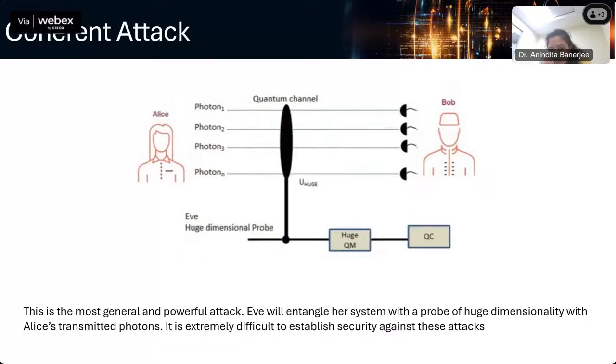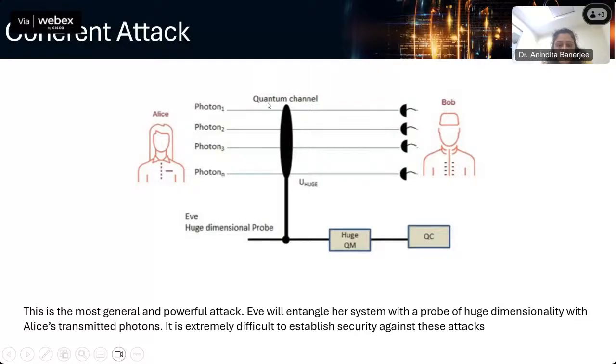Next, we have coherent attack. You need a huge quantum memory and you need a huge quantum computer. Okay, so this is the most general and powerful attack. Eve will entangle her system with a probe of huge dimension, similar to all the transmitted photons, and it is extremely difficult to establish security.